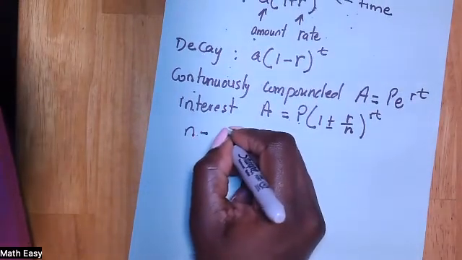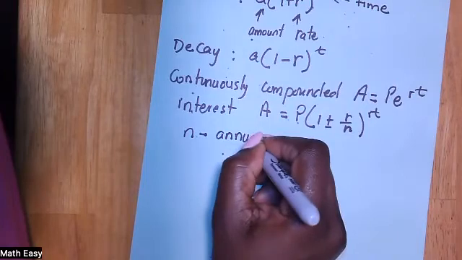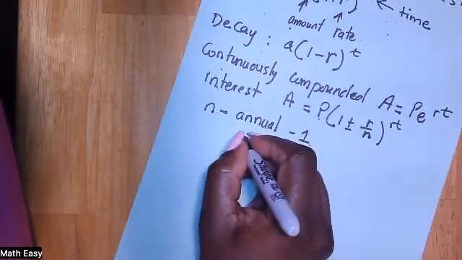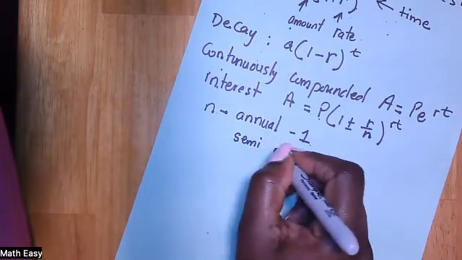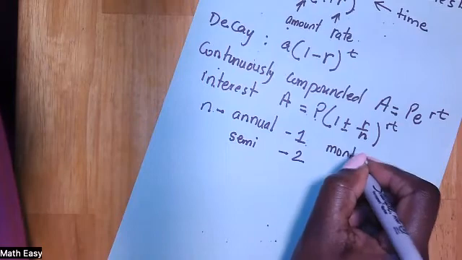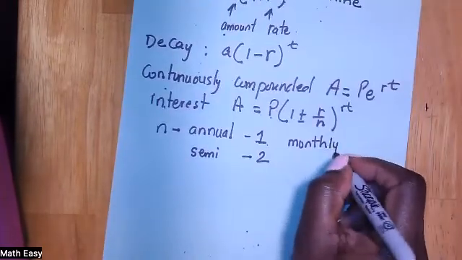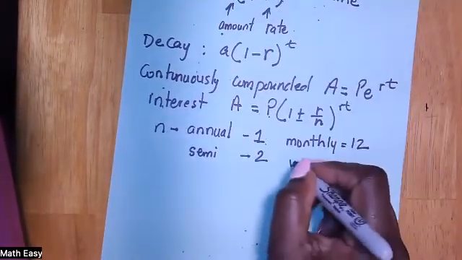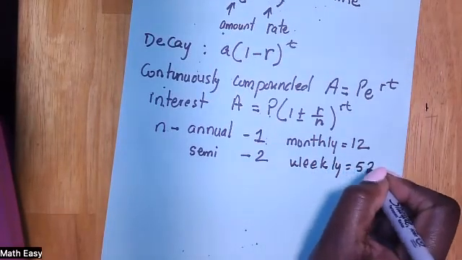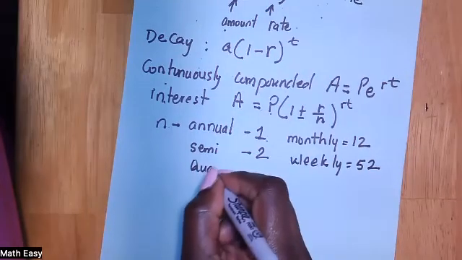On the other hand is your time. If we see the term annually, then we will use 1. If we see the term semi-annually, we're going to use 2. If you see monthly, 12, weekly, 52, quarterly, 4.